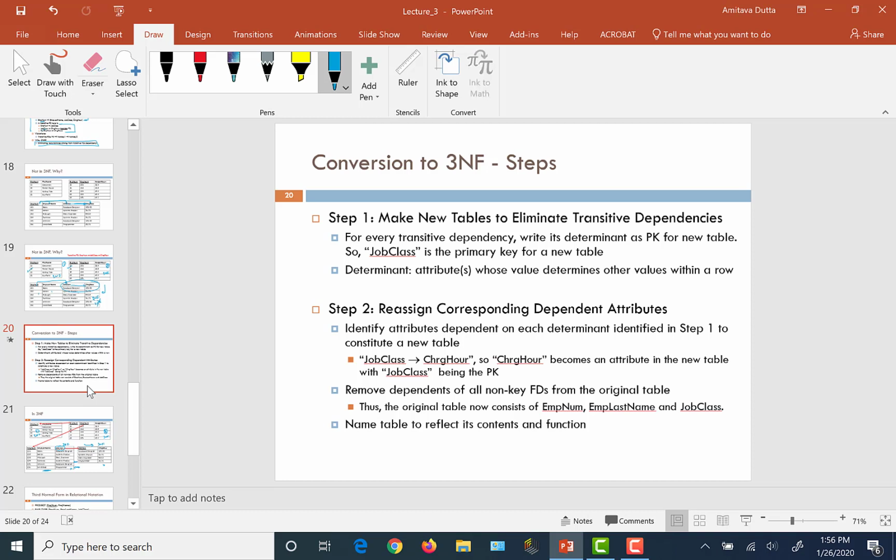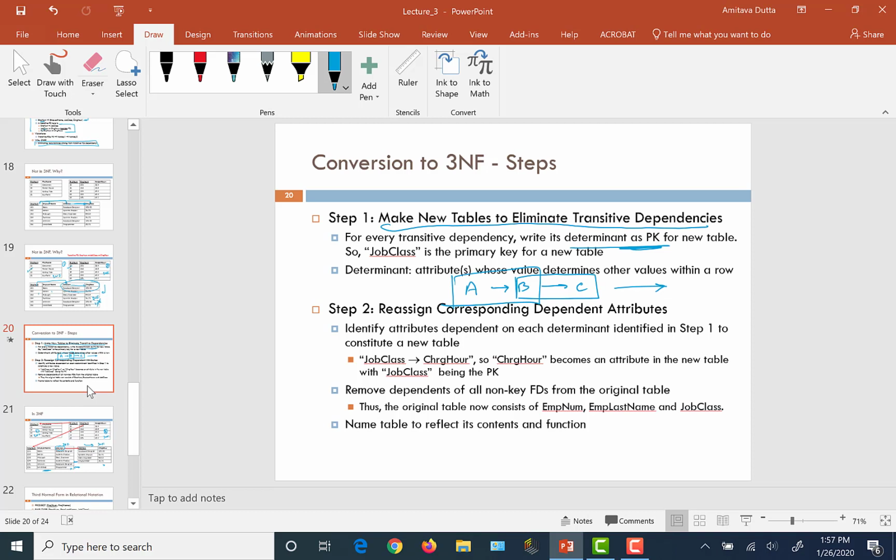Okay, as we have to make new tables to eliminate the transitive dependencies, we write its determinant as a primary key for a new table. So if we have A determines B determines C, we have a transitive dependency like this. We take this transitive piece and pull it out into a new table, and then whatever remains, we keep back in the original table. Okay, so we split the table.